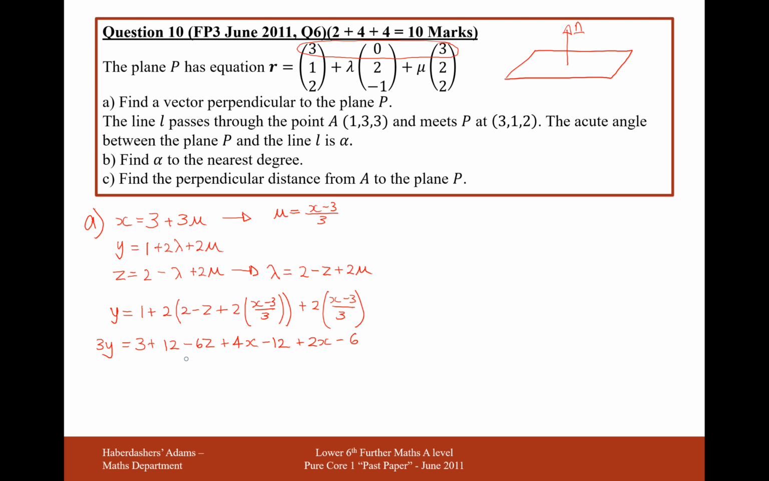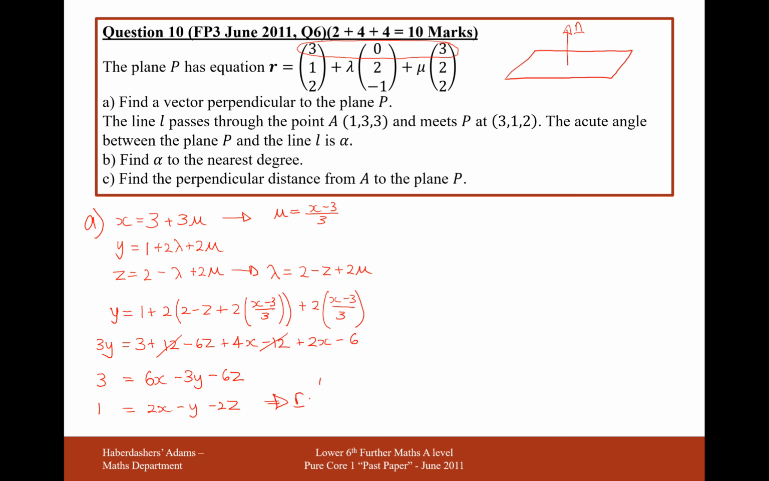Okay, so what we'll do now is we'll simplify all of this. This 12 will cancel out with that 12, so we'll put the numbers on the left, so that will be 3 on the left, and we'll bring all the letters onto the right, so we're going to have 6x minus 3y minus 6z. Well, we can cancel through by 3, so we'll get 1 equals 2x minus y minus 2z, which is the equation of the plane in Cartesian form now.